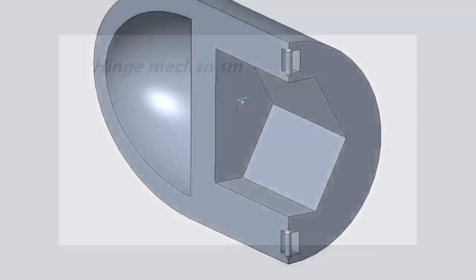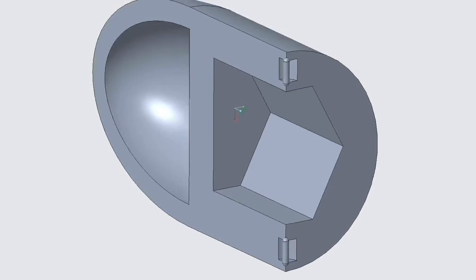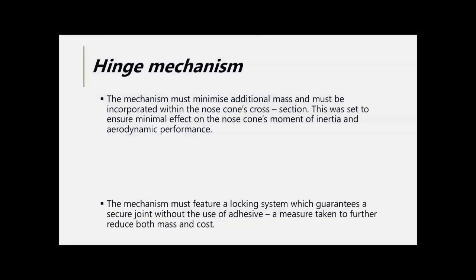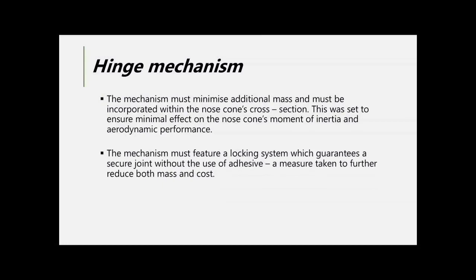We decided to incorporate a hinge mechanism within the nose cone. Following the project's volume constraints, our blade swept area rose by 7,859.64mm squared, reaping significant energy transfer rewards. Based on the project's constraints, a list of specifications were drawn up for the hinge mechanism. With these targets in mind, a series of initial ideas were developed.